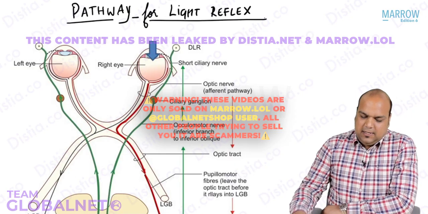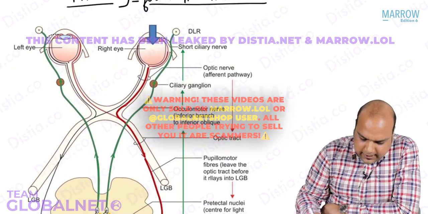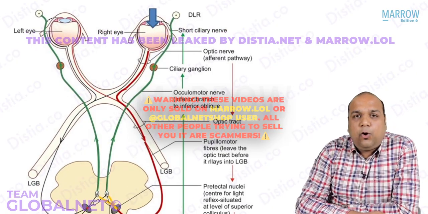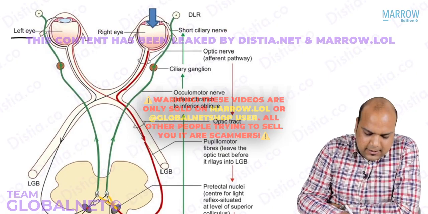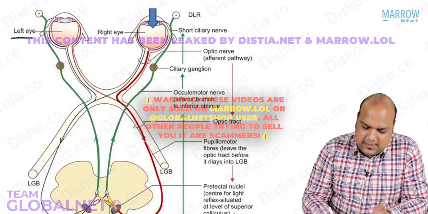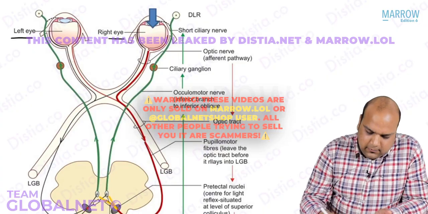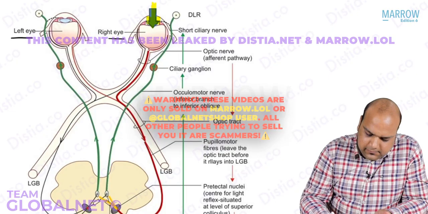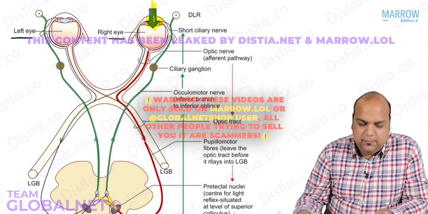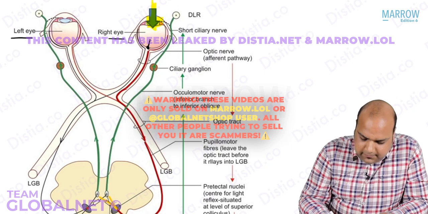Okay, everybody. So let's see. Again, I would like to reiterate that we draw pathways for ourselves. So this is the left side, the left eye. This is the right side, the right eye, everybody. Now we have thrown light on the right eye, as denoted by the arrow. The light will first fall onto the retina. From the retina, it will go into the optic nerve.